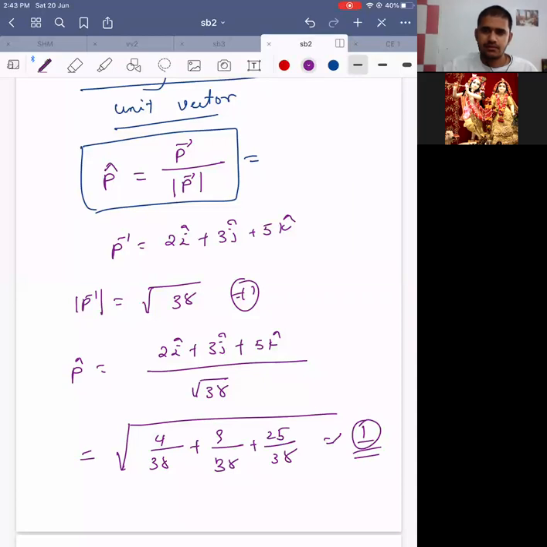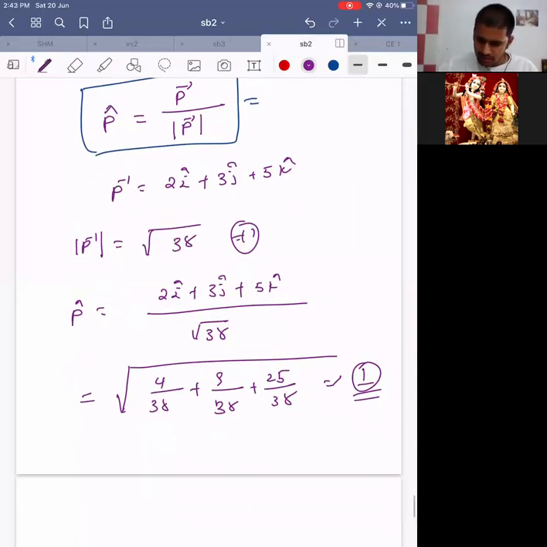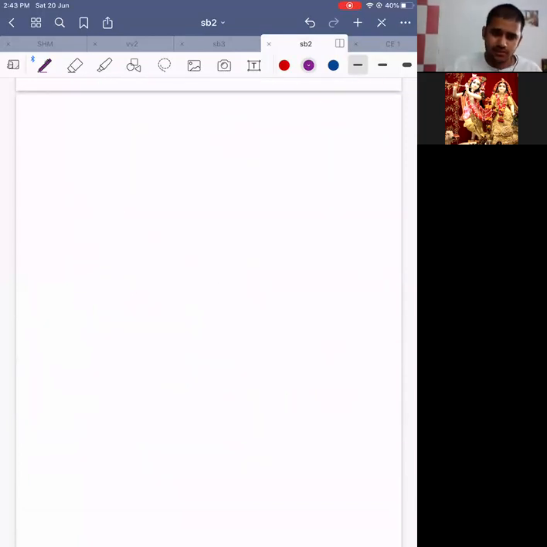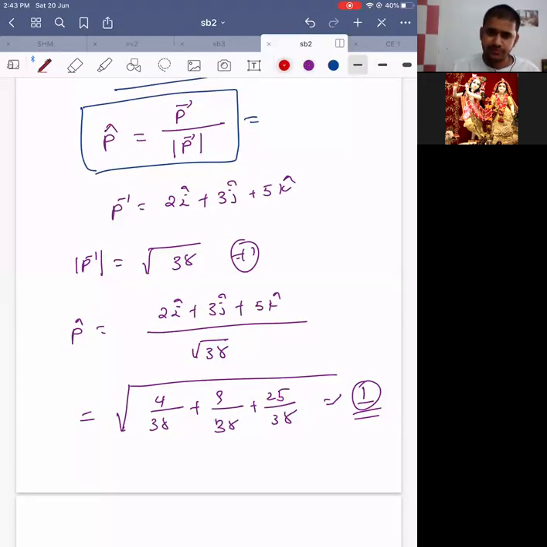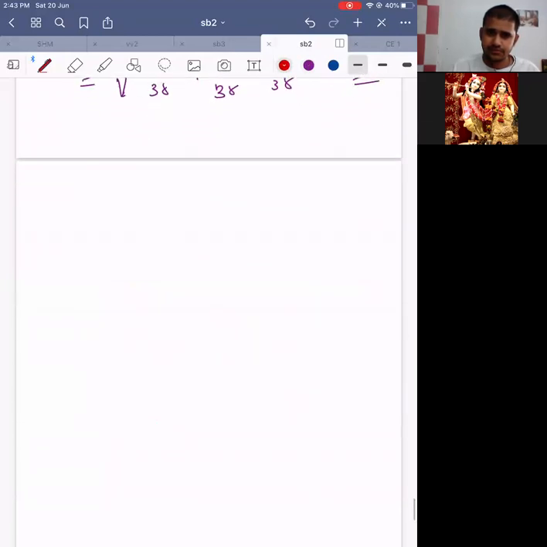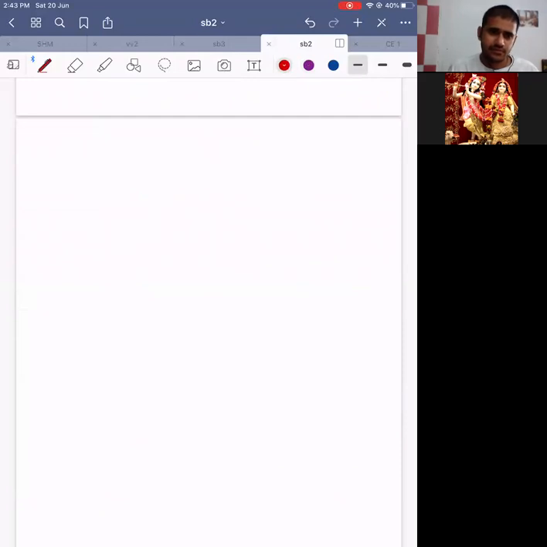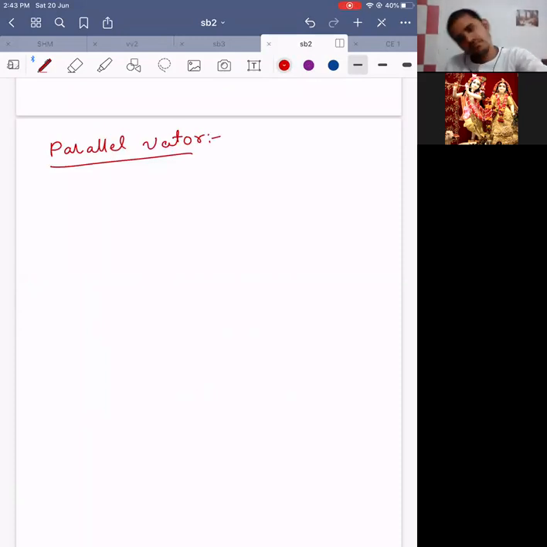Okay. Next we shall see another one. Hope you wrote it. So next one is parallel vectors. Note this down, this is a simple one.